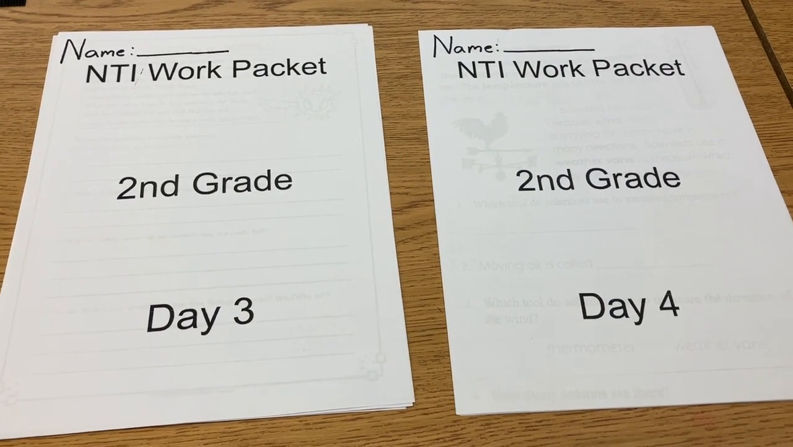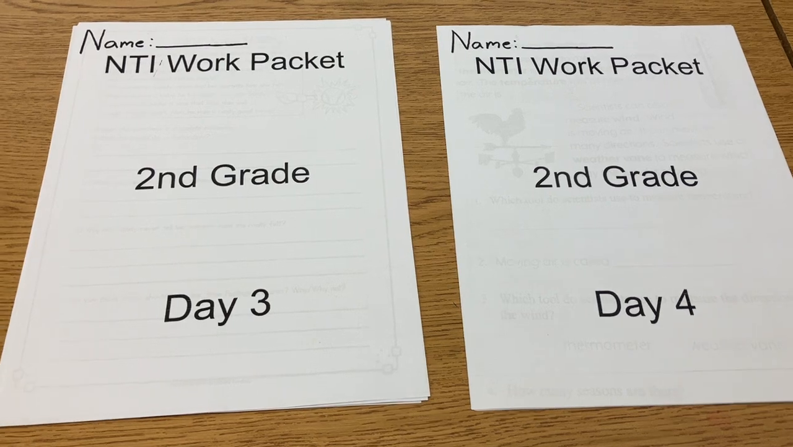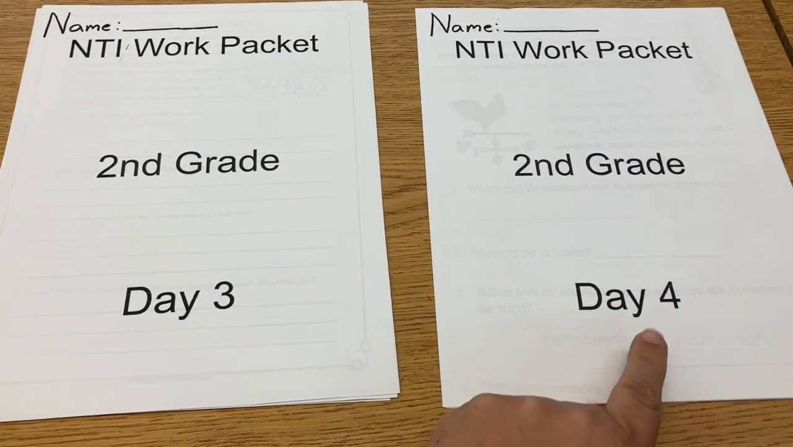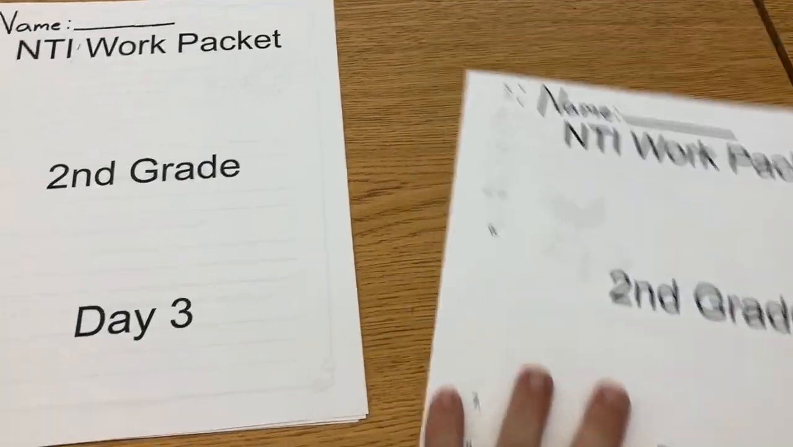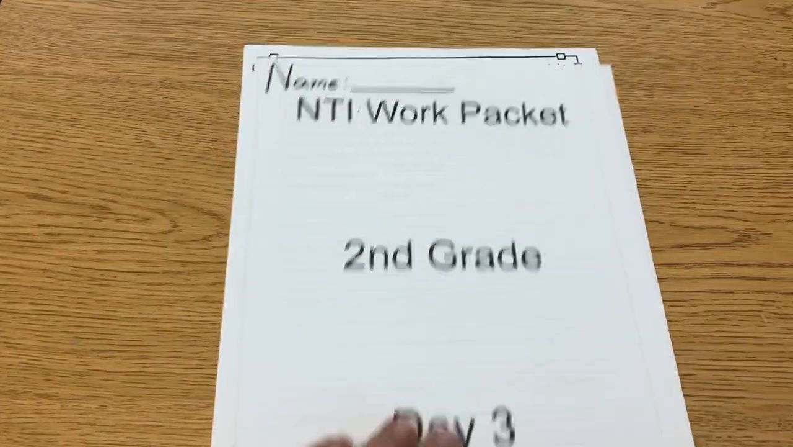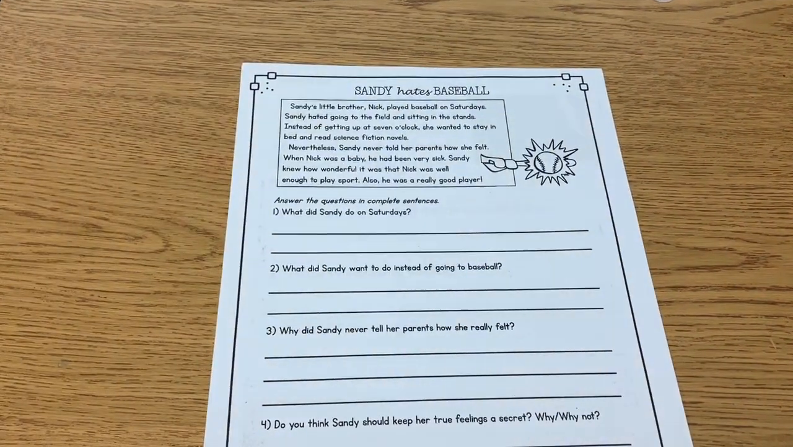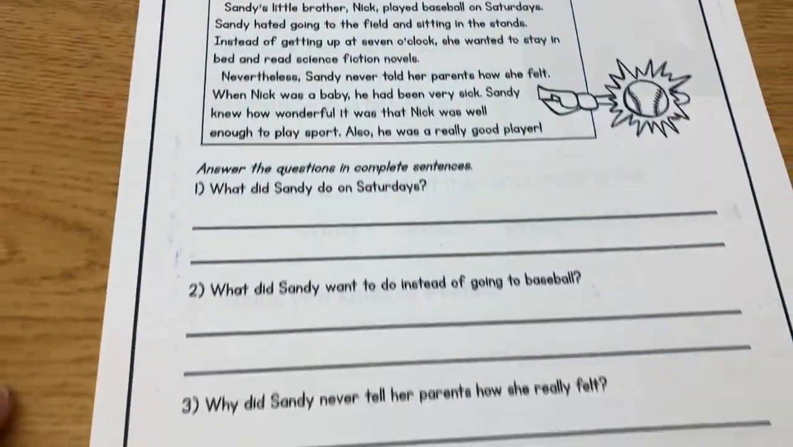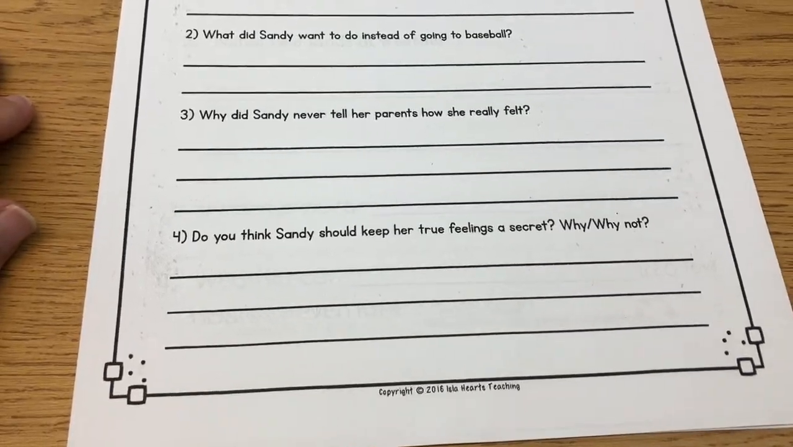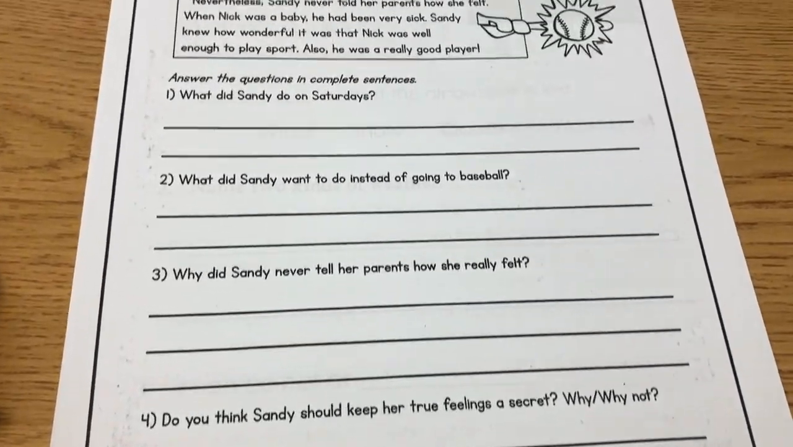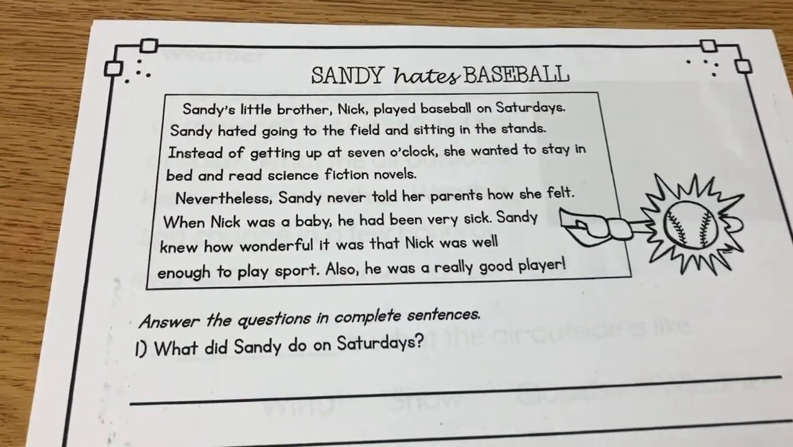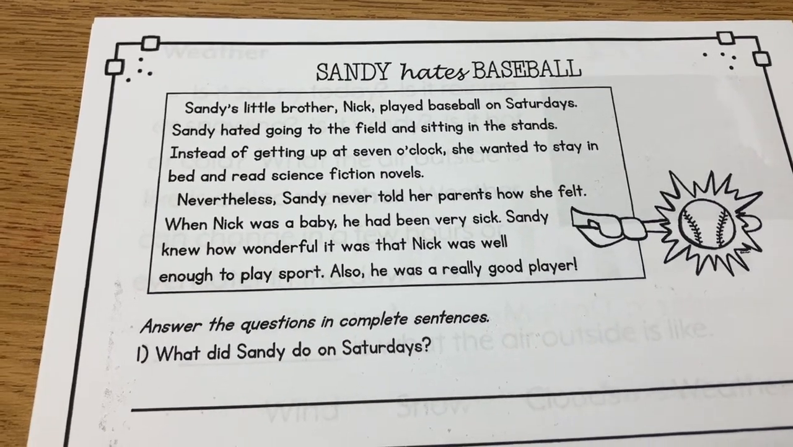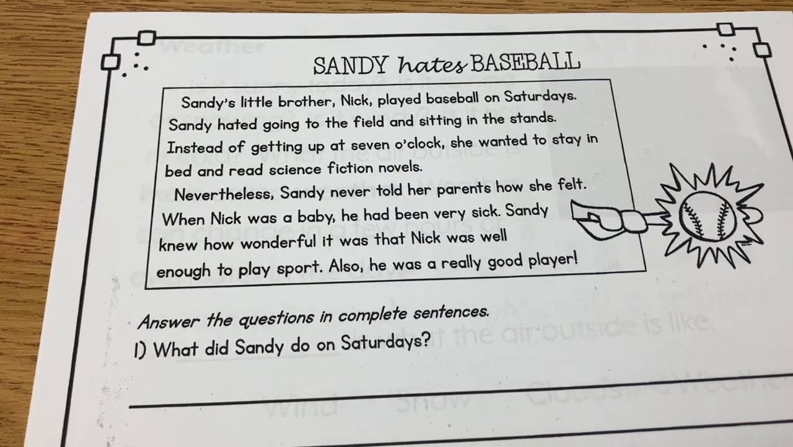Looks like we're not going to have school for the next 2 days, so we're going to go over your day 3 NTI work packet and your day 4. So let's go ahead. We're going to start with day 3. All right, just like we've done on days 1 and 2, you've got a reading passage up here. You're going to read it, and then you're going to come back down here, and you're going to answer these questions. Remember, when you're reading up here, if you come to a word you don't know, have your parent help you. Go back to the beginning of the sentence and read it for fluency, okay?